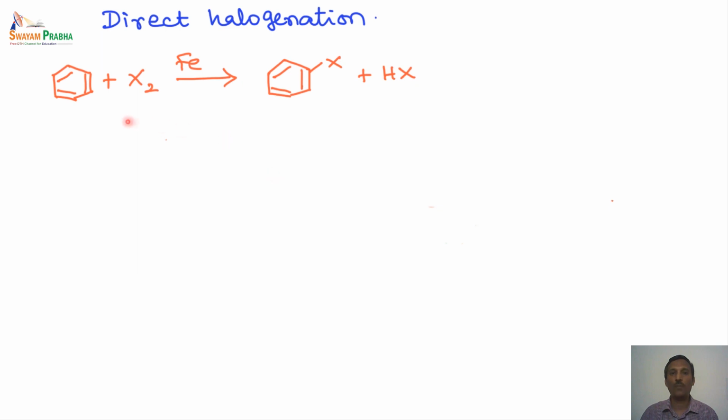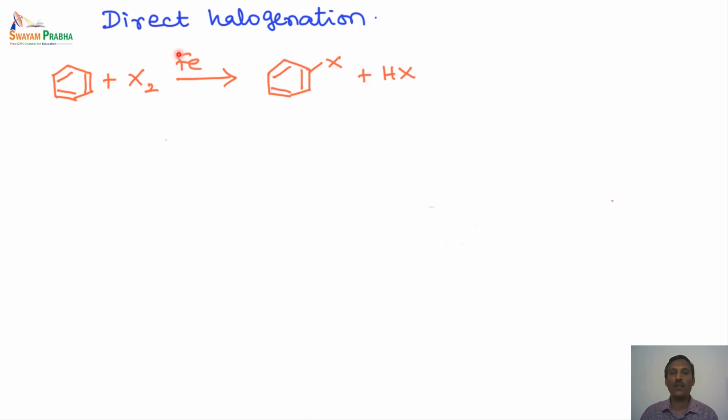So let us look at the mechanism for this reaction. Here, for our convenience, we have taken benzene as the starting material, and the halogen is chlorine or bromine. We will see soon why iodine or fluorine cannot be used. So in direct halogenation, the halogen used is mainly bromine and chlorine only.